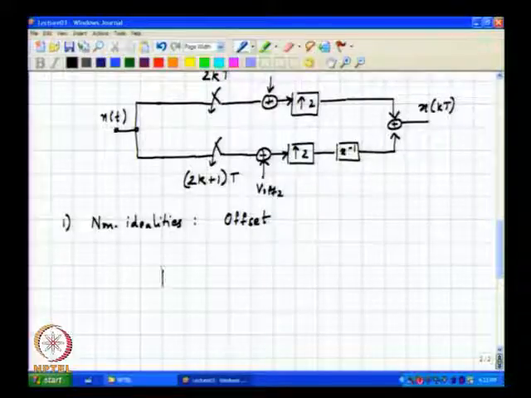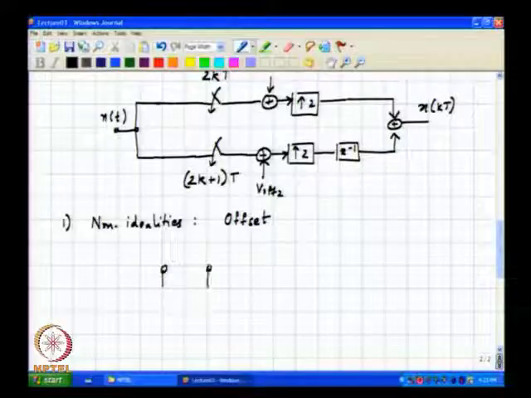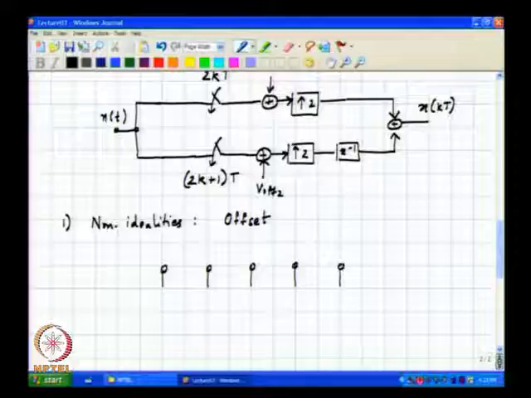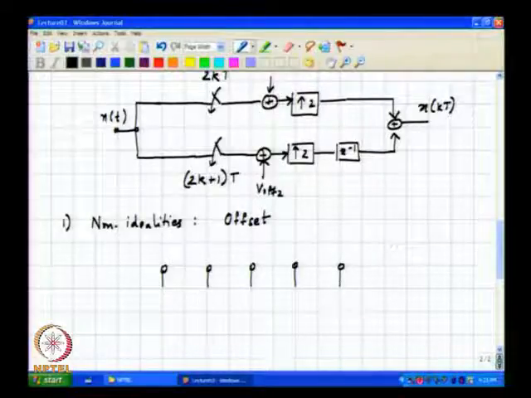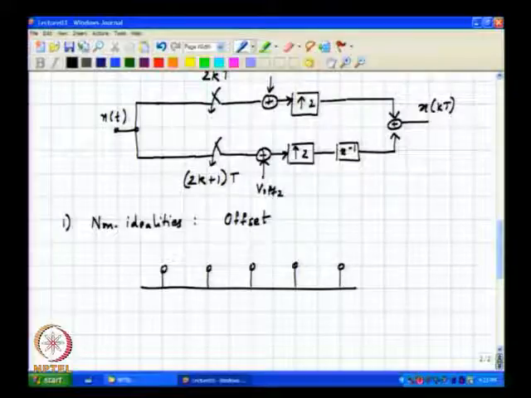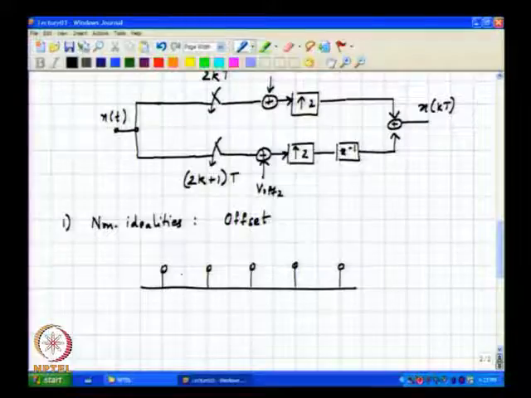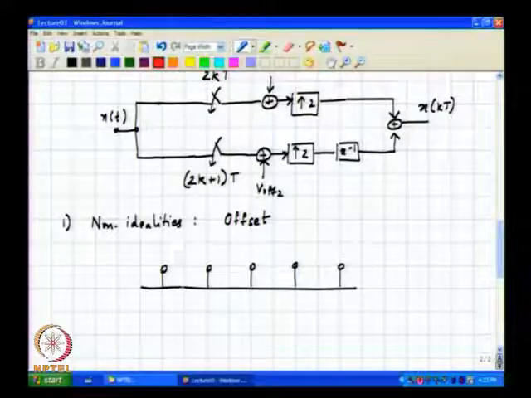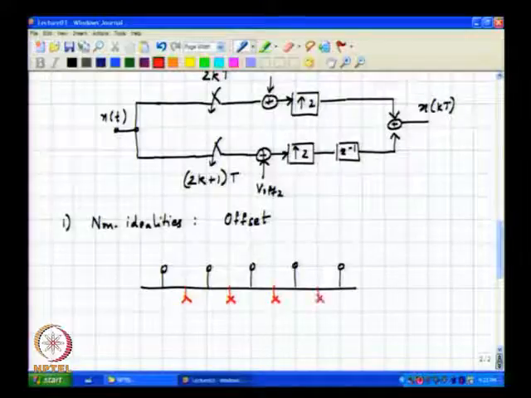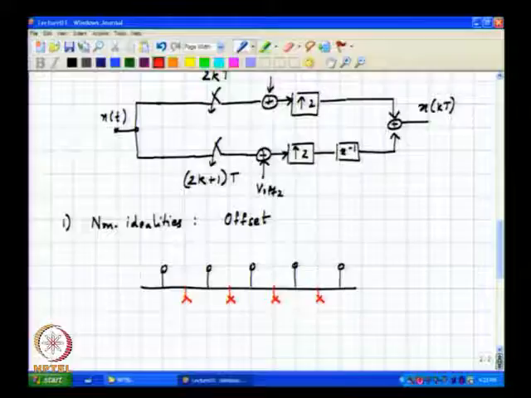So, very good. In all even samples, you would see offset 1, and in all odd samples you will see offset 2. Mind you, the offset stays constant, so every alternate sample's value will be the same, correct.